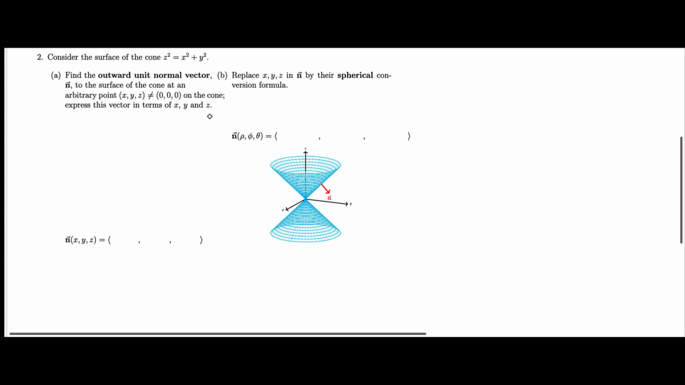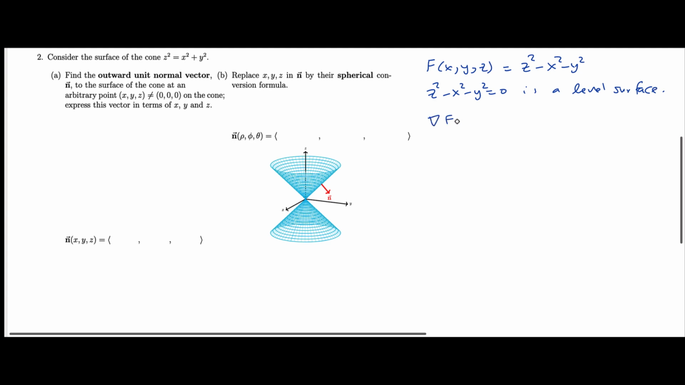So again, as before, I want to find a normal vector, and the normal vectors come with the gradient. So I'm going to compute basically a function that the surface is going to be a level surface for. To do that, I take all the variables to one side, and I write z squared minus x squared minus y squared equal to 0, which means that cone is a level surface.